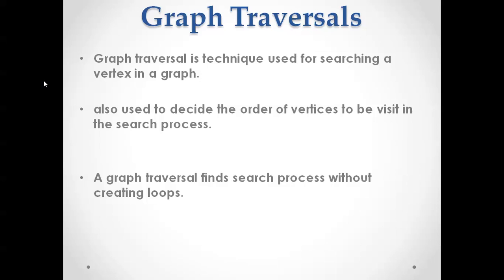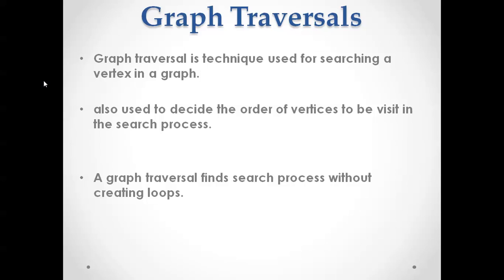Actually, we have a graph now. In that graph, we need to search each vertex. Suppose A, B, C is a graph. In this ABC graph, we are going to search the A vertex, B vertex, and C vertex. Suppose this triangle is a closed loop, nothing but a loop. Means there is no spanning tree.